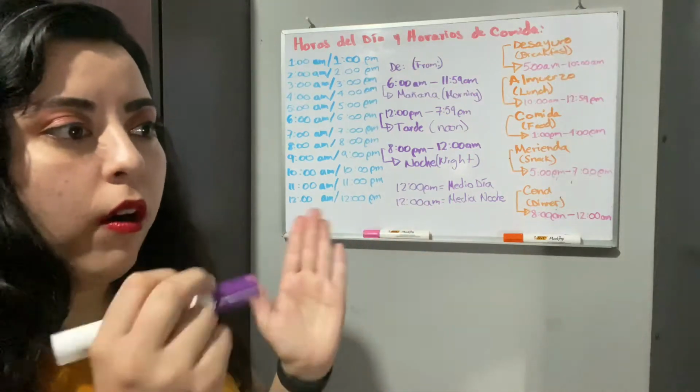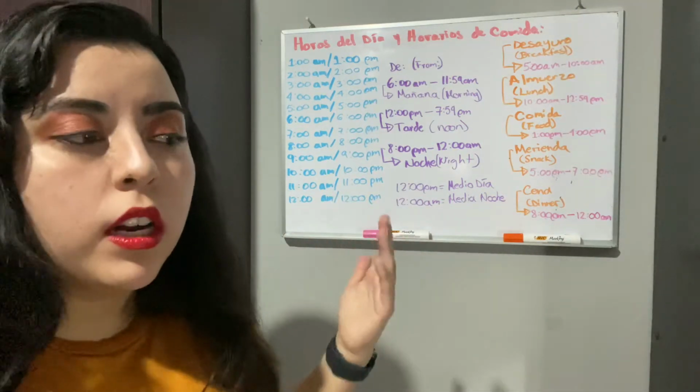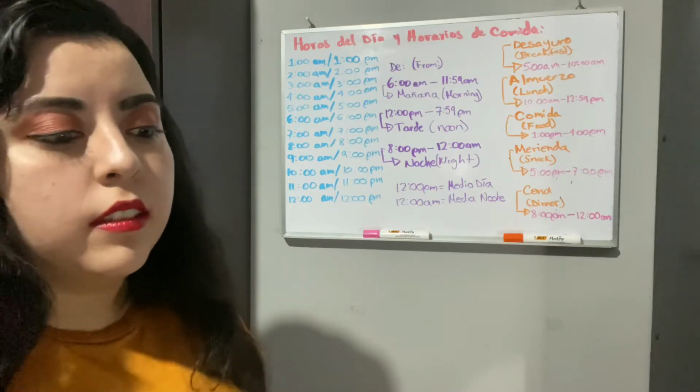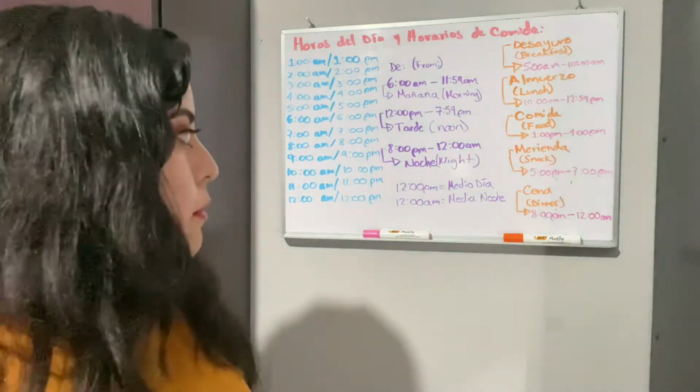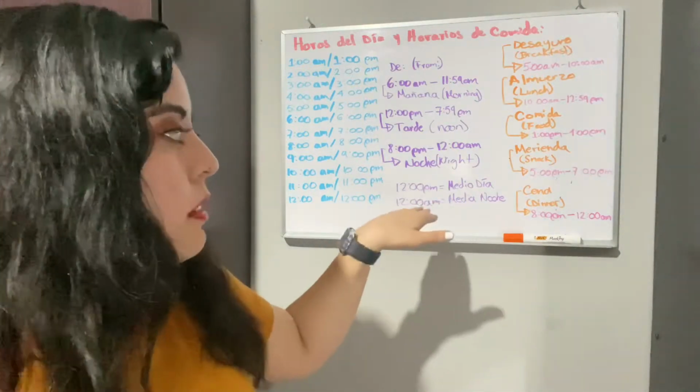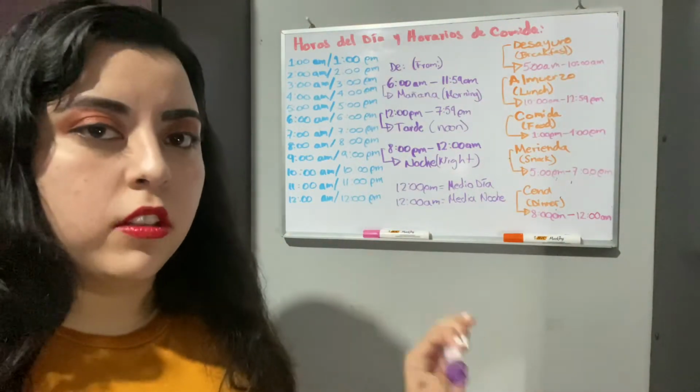But if it's 12:01, you don't need to say, son las 12 del mediodía con un minuto. No, that's not right. Just say, exactly when it's on the clock, las 12 del mediodía.